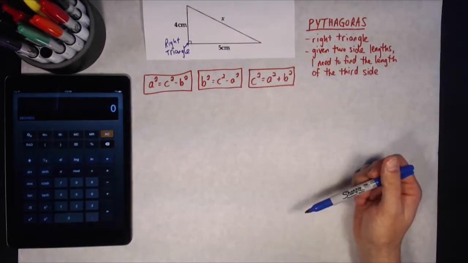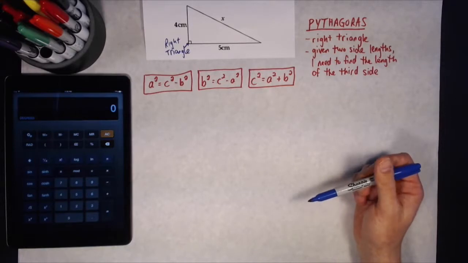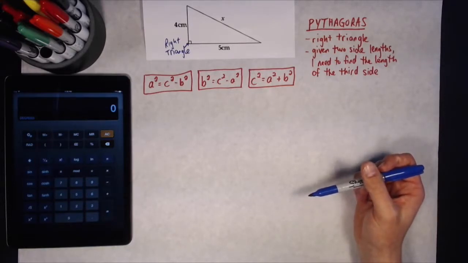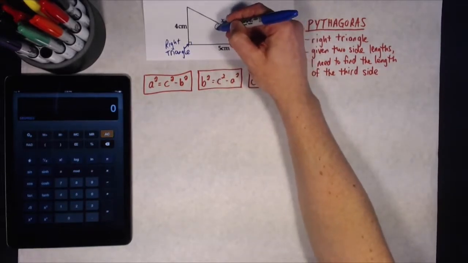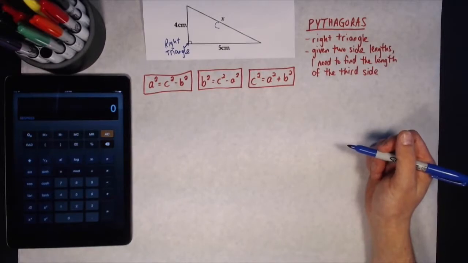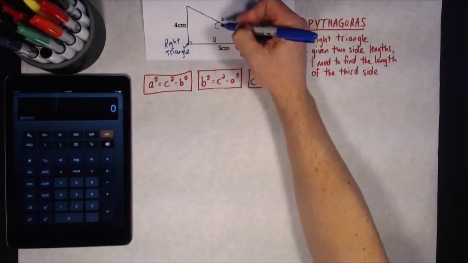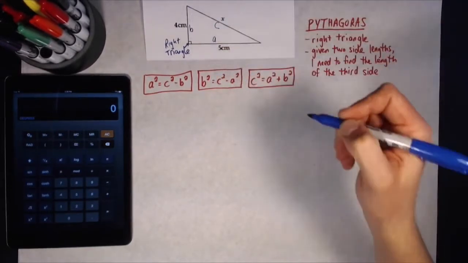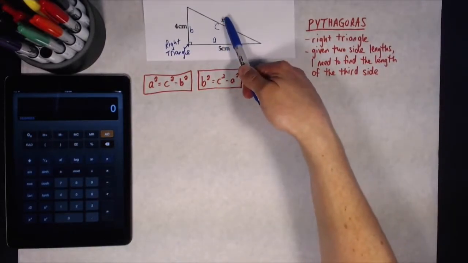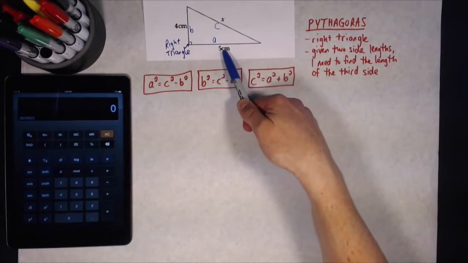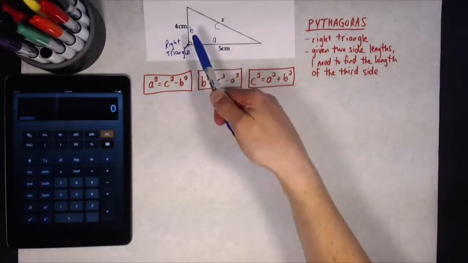So Pythagoras said that I have to label the triangle with side lengths A, B, and C, where C is always the longest side. And that longest side is always across from my 90-degree angle. So this side I'm going to call C. The other two sides get called A and B in any order. So I'm going to put A there and B there. So it's obvious to me now that the side I'm looking for is side C. That's the one with the X on it. I know side A, it's 5 centimeters, and I know side B, it's 4 centimeters.